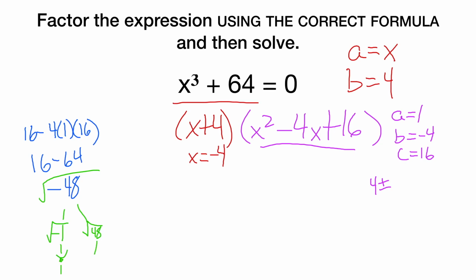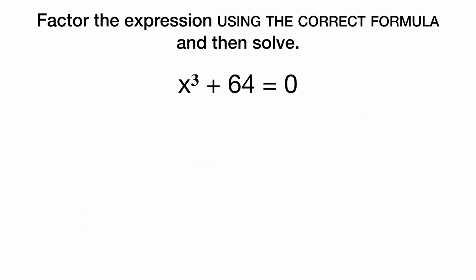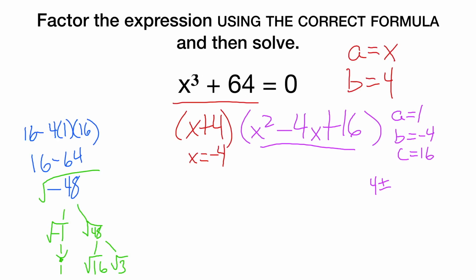And 48, I actually know, because it was just 16 times 3. That means this is going to be the square root of 16 times the square root of 3. Or, in this case, how we're actually going to write it, as 4 plus or minus 4i square roots of 3, all over 2 times 1, which is 2.